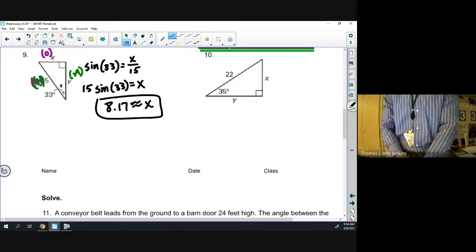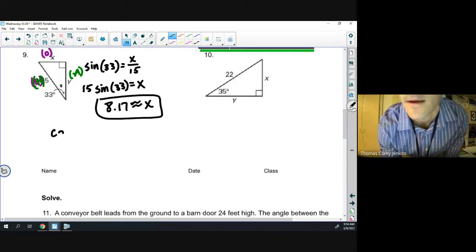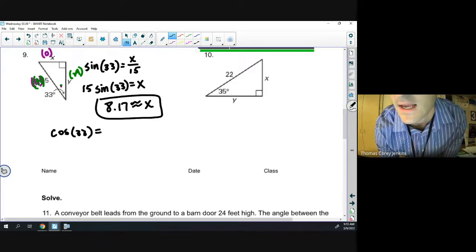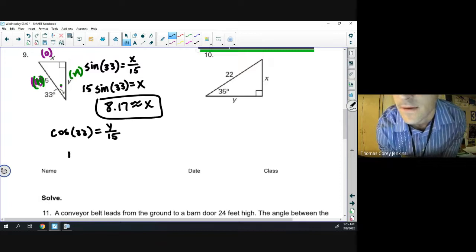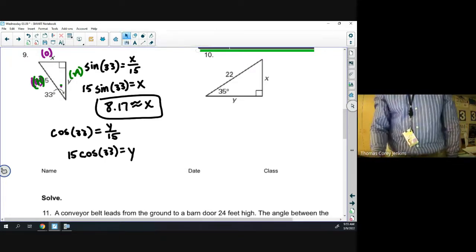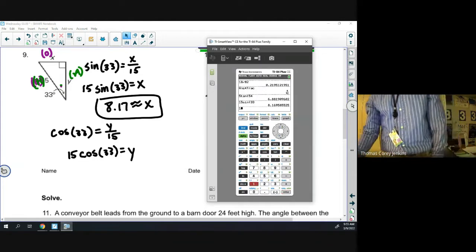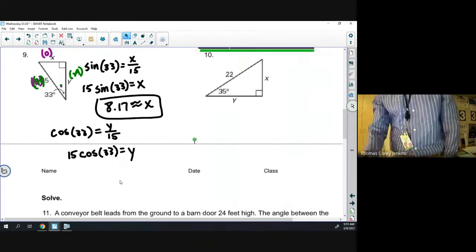So I'm going to use cosine of 33 here to start my equation, and that would be y over 15. So now I can see I need to type 15 cosine 33. So it looks like about 12.58.